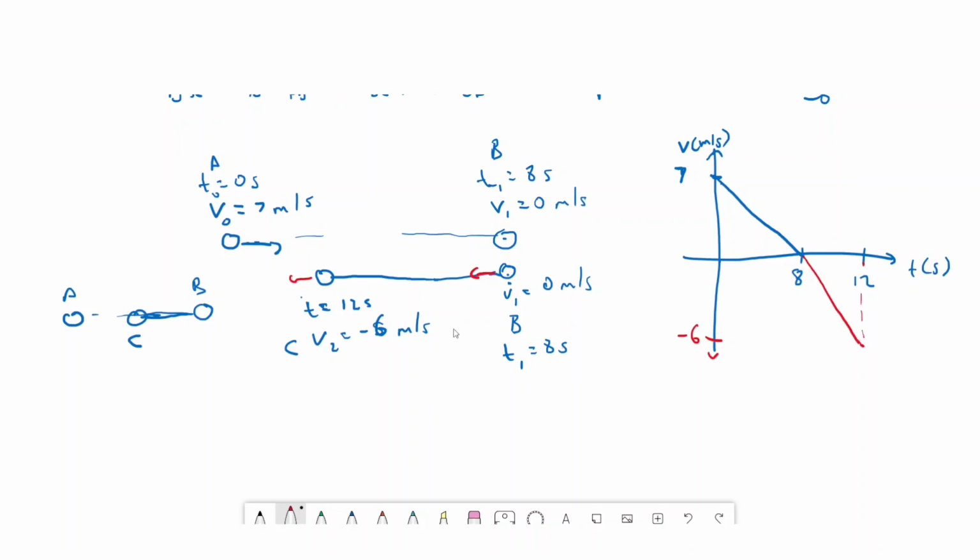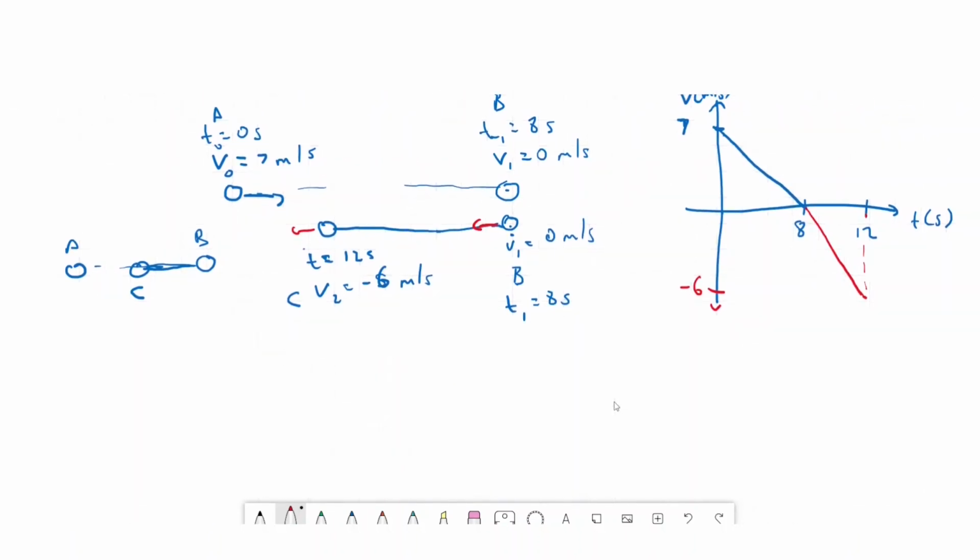All right, so this is how this graph is going to look. Let's find the position graph for this thing. Maybe let's start with the acceleration. How can we calculate the acceleration? So this is from position A to position B, and then this is to position C.